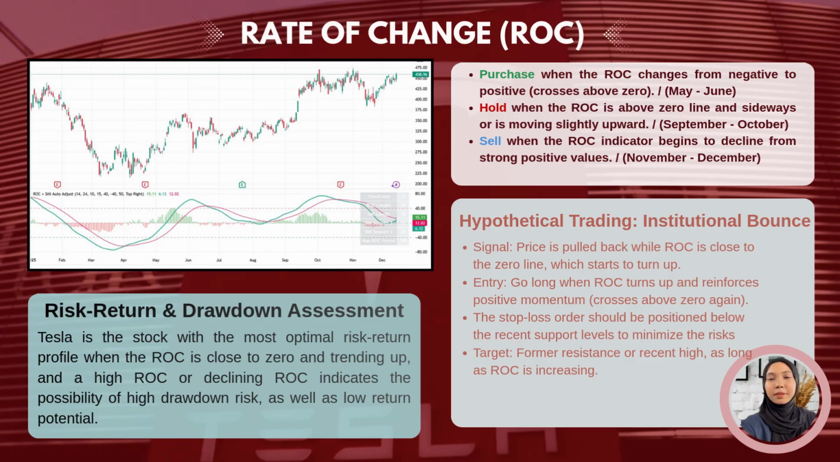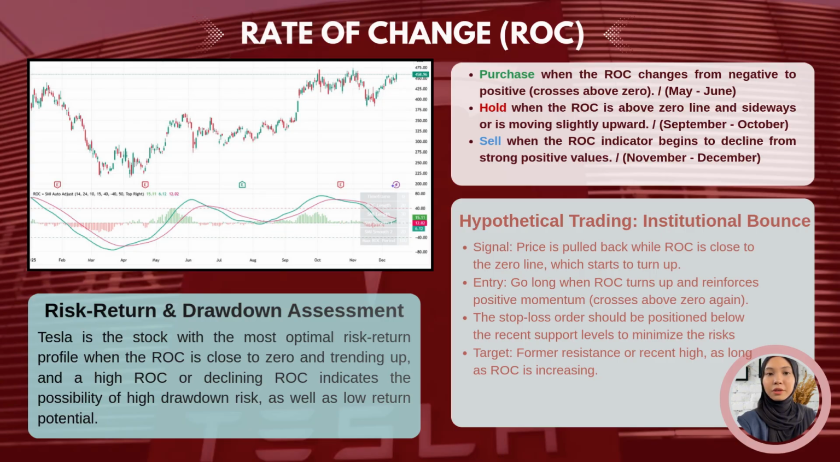So in terms of summary signal, when to buy, hold, and sell. According to the chart, a buy signal occurs when the ROC moves from negative to positive and crosses above the zero line. This can be seen around May to June, where the ROC turns upward and the price starts to recover, which shows a shift from bearish to bullish momentum.